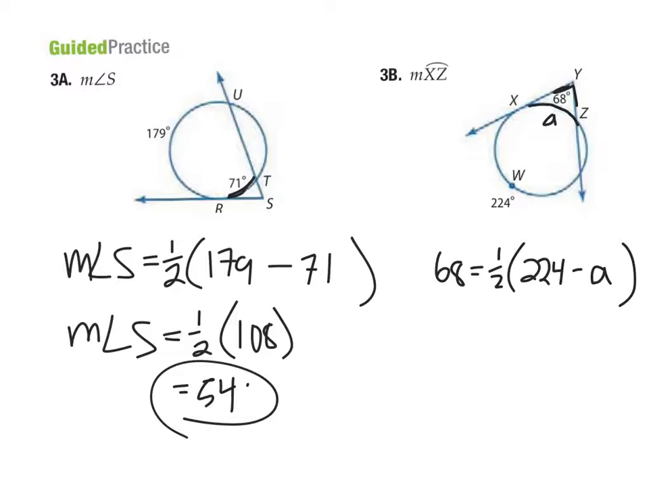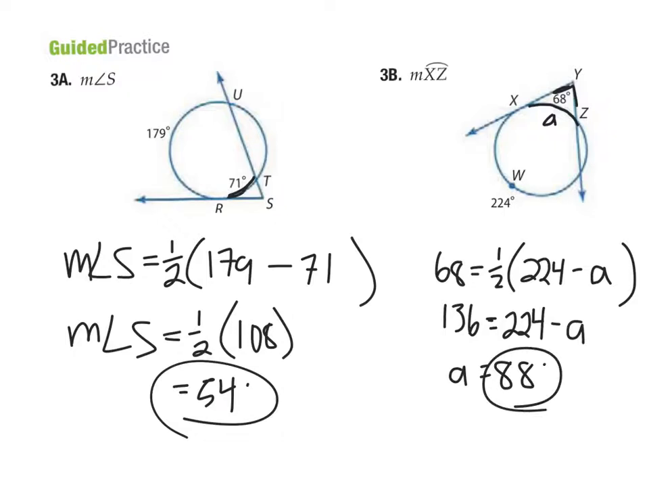Now I'm going to multiply both sides by 2. 136 is equal to 224 minus A. And we have to add A on both sides and then subtract 136 on both sides. So 224 minus 136 is 88. So the measure of XZ is going to be 88 degrees.